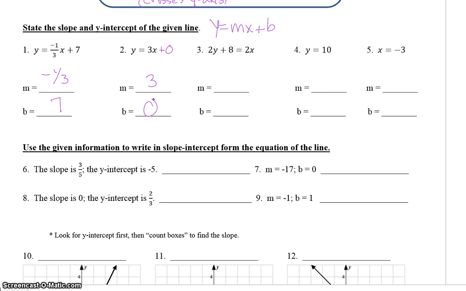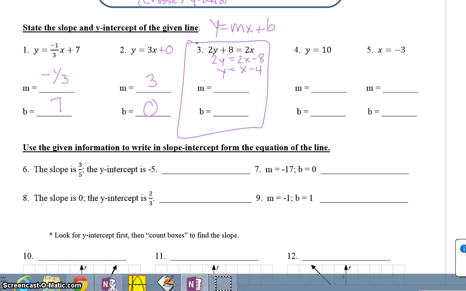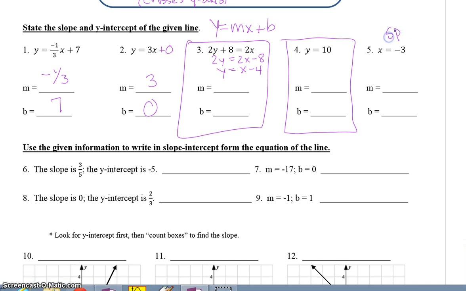For number 3, you actually have to put that in slope-intercept form first. So we're going to subtract 8 from both sides and get 2y equals 2x minus 8. But then you have to divide everything by 2 and you get y equals x minus 4. I would like you to finish this problem for tomorrow. And then number 4, y equals 10. I would like you to try that one tonight as well. But number 5, this one is special.